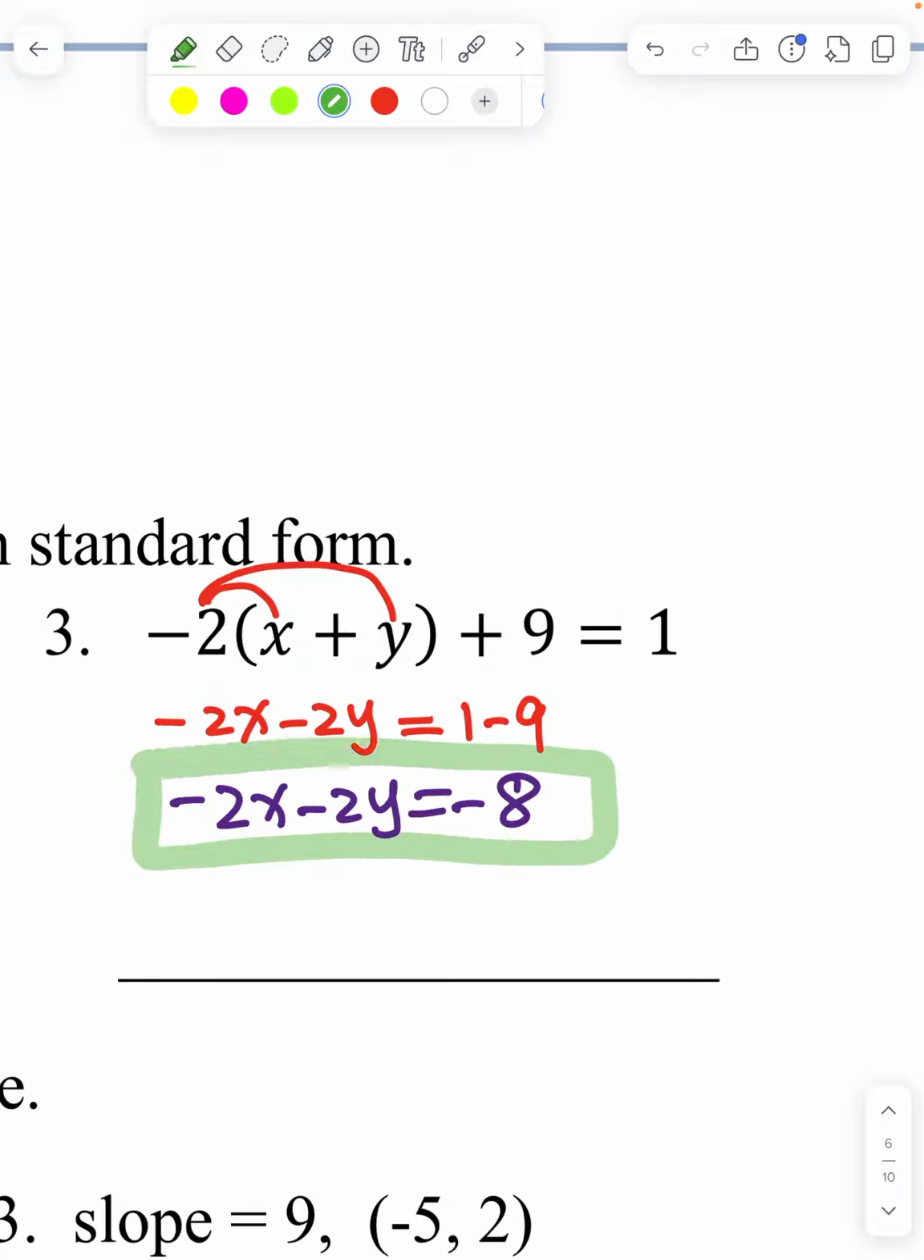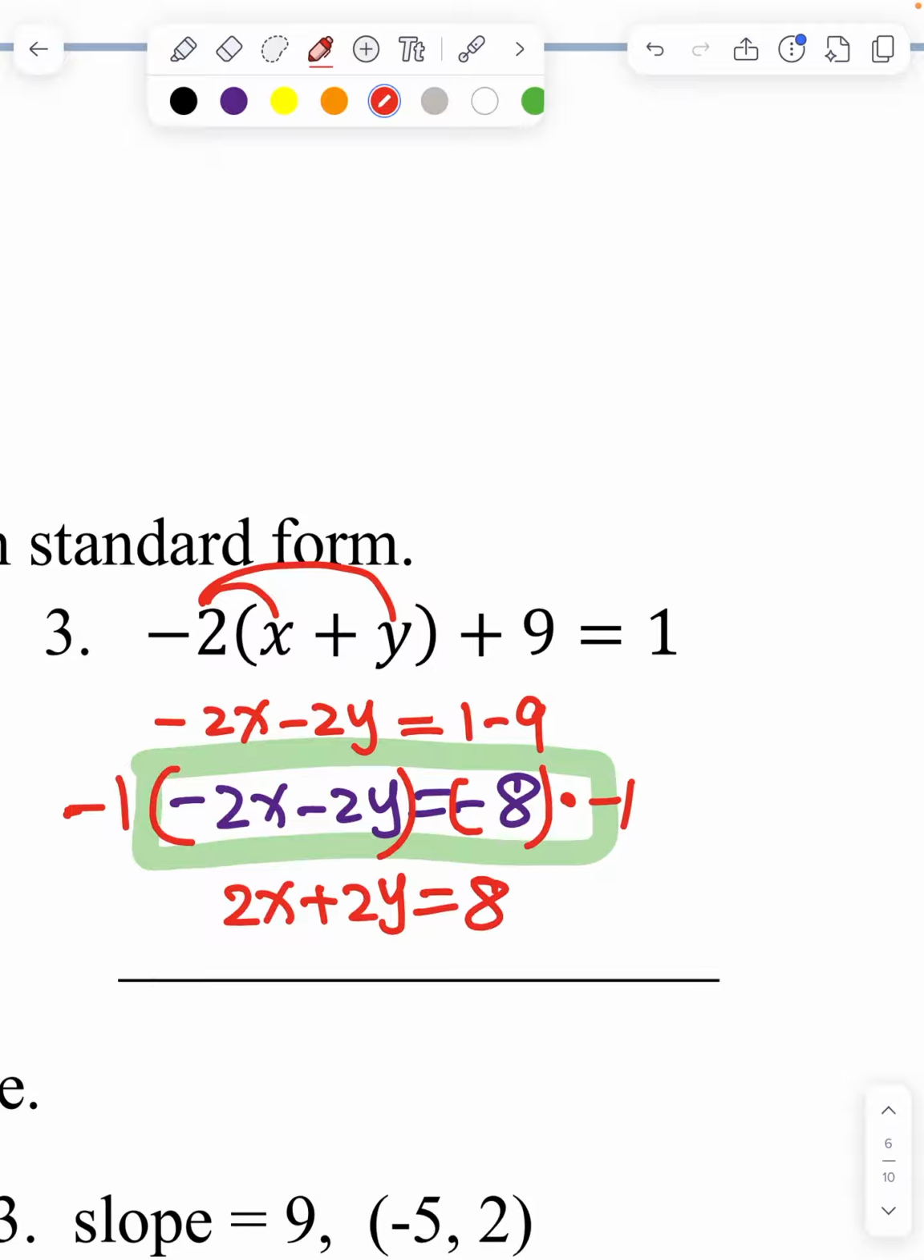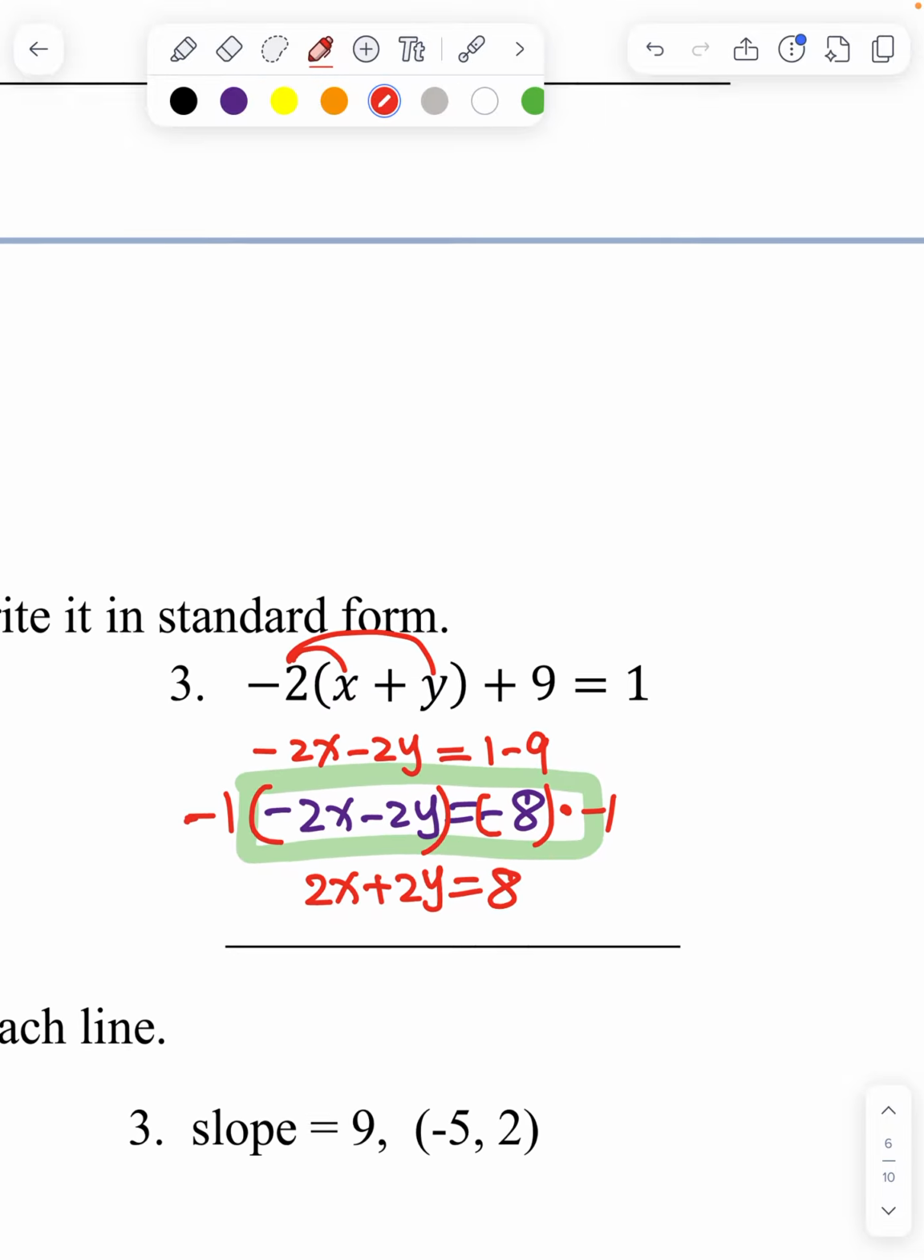If you want to change it, they're all negative, so I can multiply both sides by negative 1. This is optional, okay? And that changes everything to positive. So this gives me positive 2x plus 2y equal to positive 8. So either one is correct.